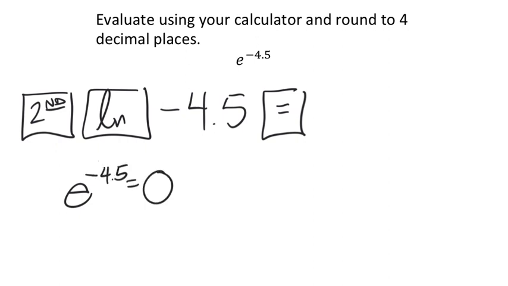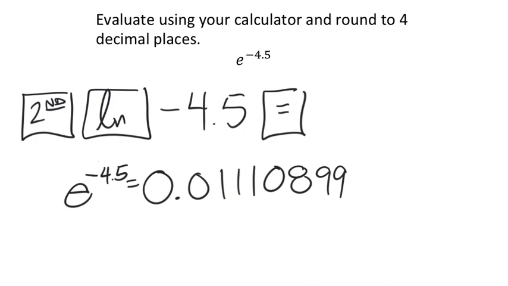I got 0.011108997. Rounding to 4 decimal places puts us at this one right there, the third one. To the right is a 0, so the 1 is just going to stay the same.